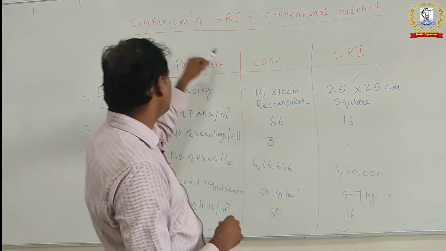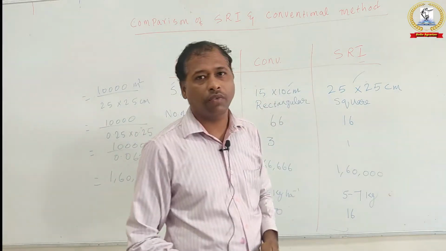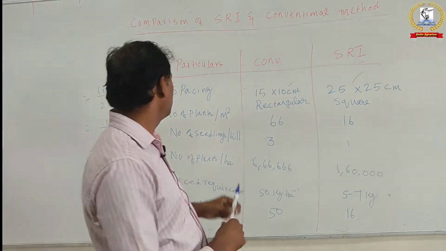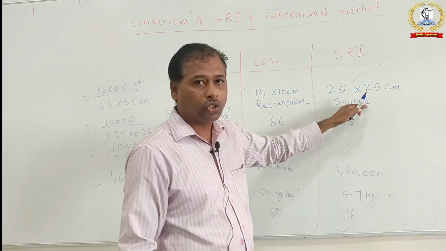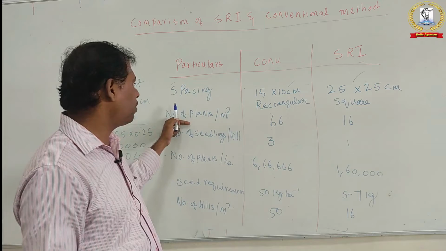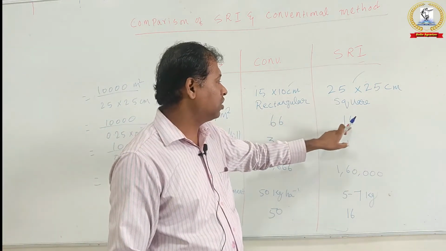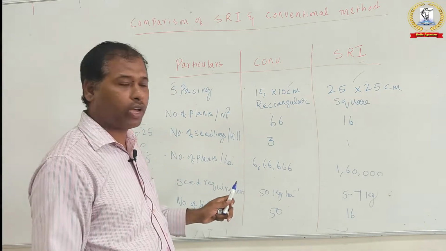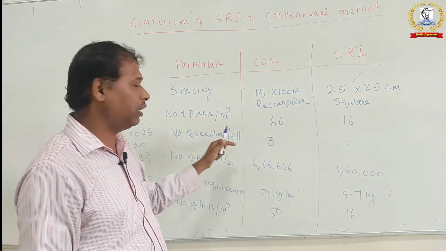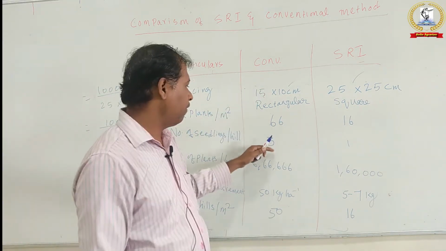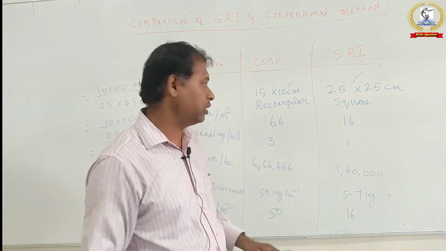So, this is all about the comparison between the conventional method and the system of rice intensification method. You see the spacing here is rectangular, but here is square planting, and the number of plants per square meter is here 66, but 16 plants per square meter. Then the third one is number of seedlings per hill. In the conventional method, we are adopting only 3 and here only single seedlings.